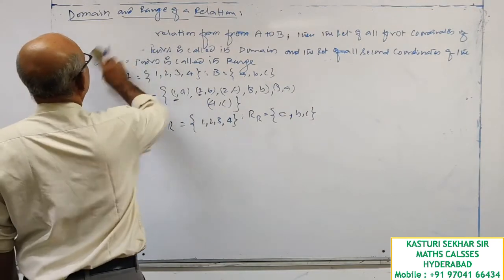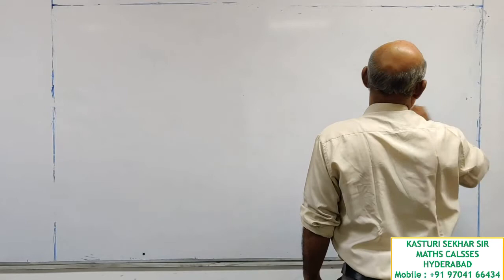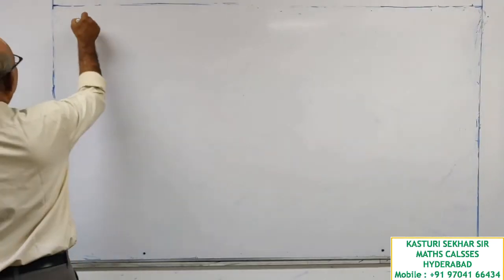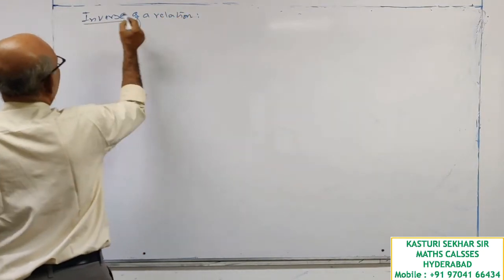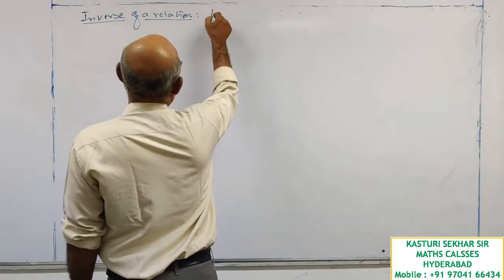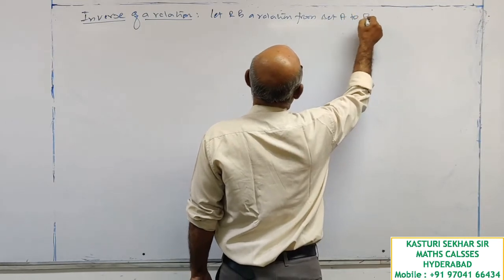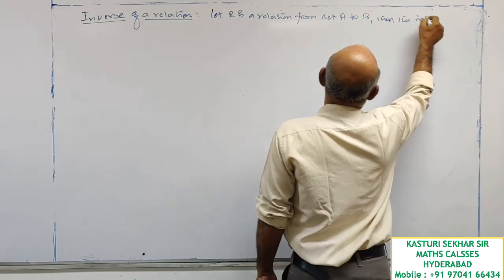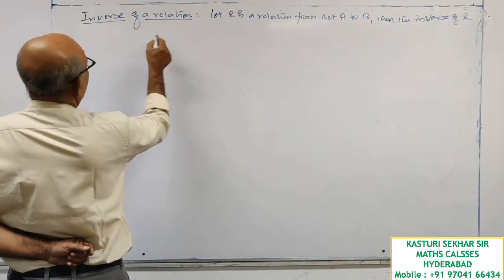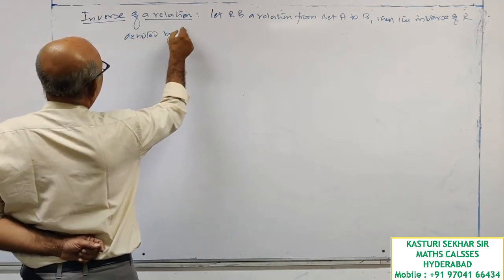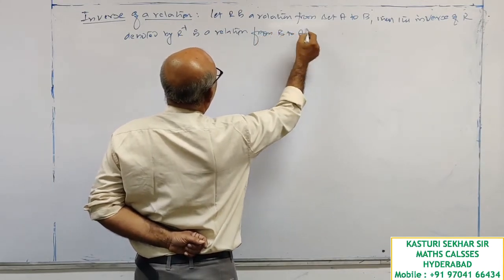Next, inverse of a relation. Let R be a relation from set A to set B. Then the inverse of R, denoted by R inverse, is a relation from B to A.